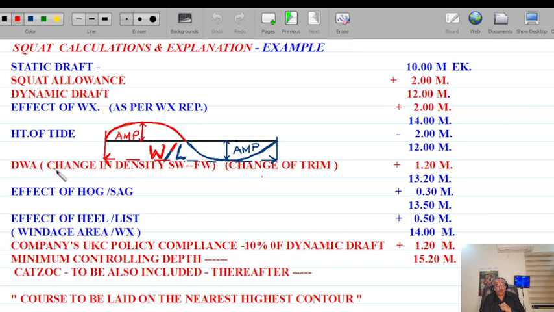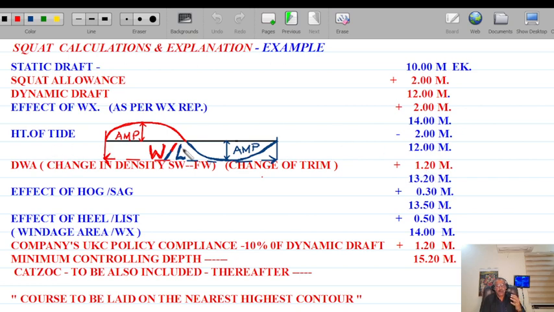Thereafter, you have dock water allowance, that is change in density, let's say going from sea water to fresh water. Of course, there will also be the factor of change of trim. Do not forget that. So conclusively, if I take all the effects into consideration, again I'm showing you an example; the factual things you'll have to calculate from the data you have. If the density is going from 1.025 to 1, then it is a fresh water allowance. But if you're going to brackish water, then you have to interpolate and calculate accordingly. I've taken a figure of 1.2 meters for your explanation.